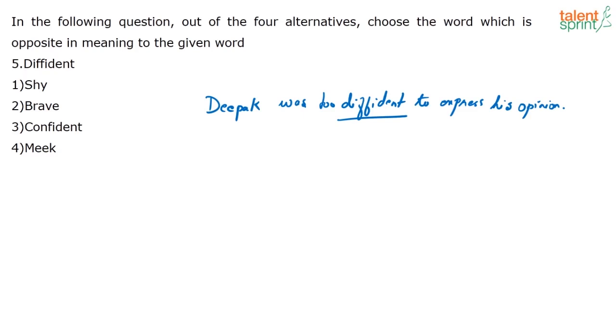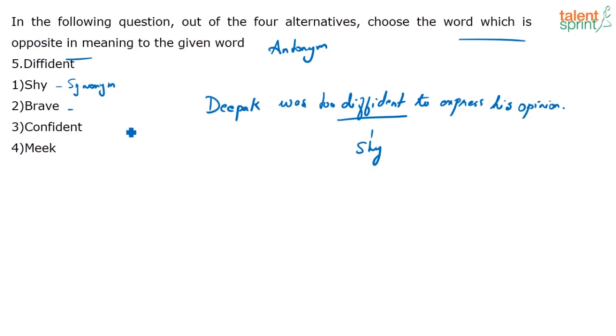If somebody was too diffident to express their opinion, obviously it means they're shy, right? They're either conscious about themselves. So obviously the opposite of that would be what? Confident. Yes, one would be a synonym. Shy is a synonym. Again, we need an antonym here. Brave is also a synonym. Some of you might come back and say, why not brave?